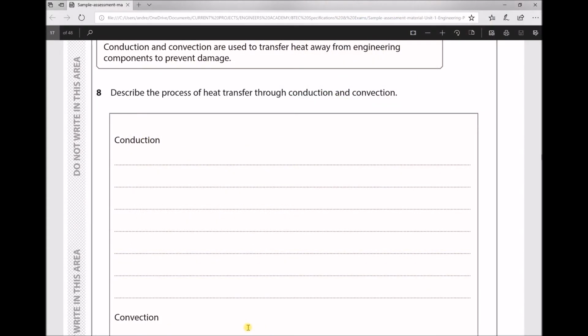Question 8 reads, Conduction and convection are used to transfer heat away from engineering components to prevent damage. Describe the process of heat transfer through conduction and convection. So just before we go about actually answering this question, let's look at the three different modes of heat transfer that can occur.